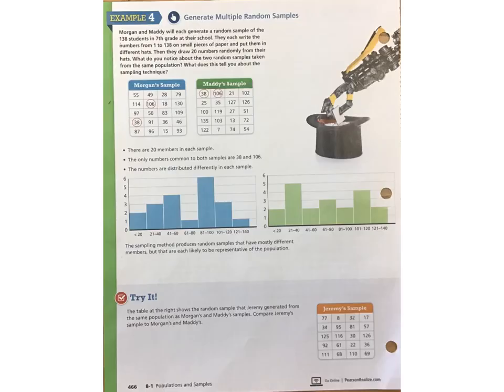We are not going to complete example 4, so we can cross that one out. We're not going to be talking about generating multiple random samples and making conclusions from that.